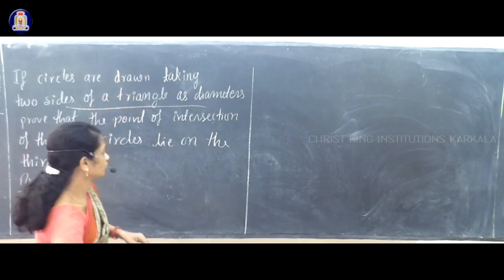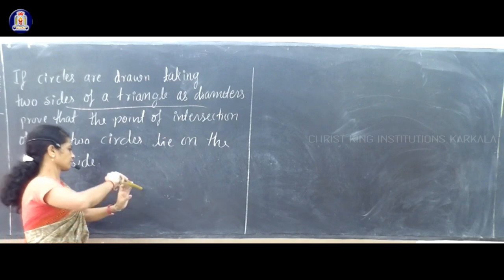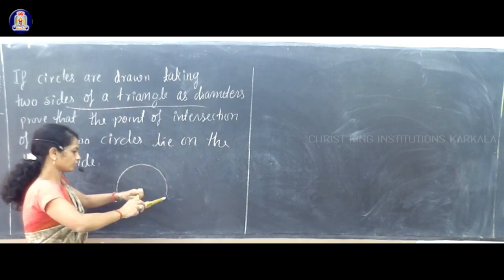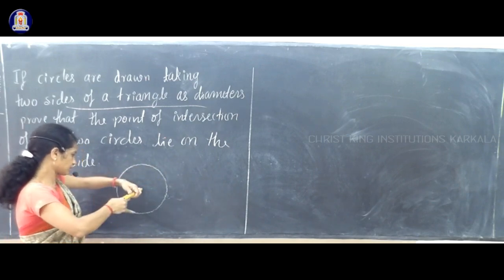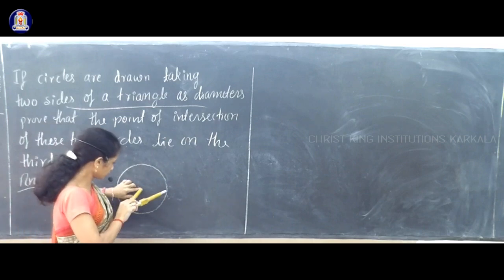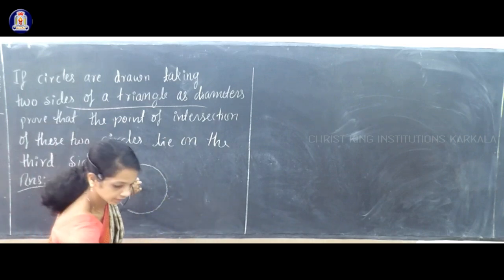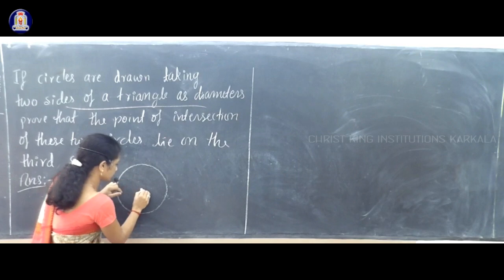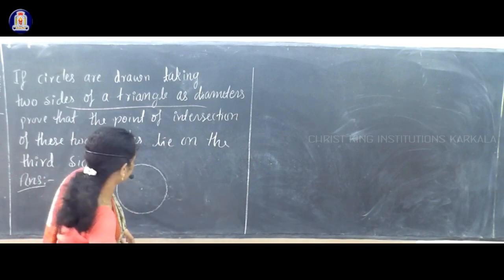Okay, so I'll draw two circles such that the diameters of those circles are also the sides of that triangle. Okay, so one circle like this there.